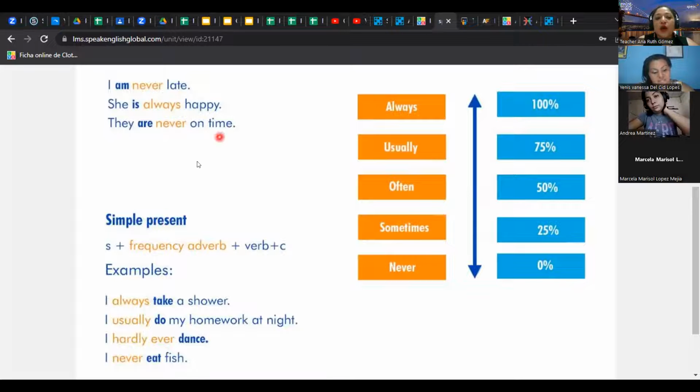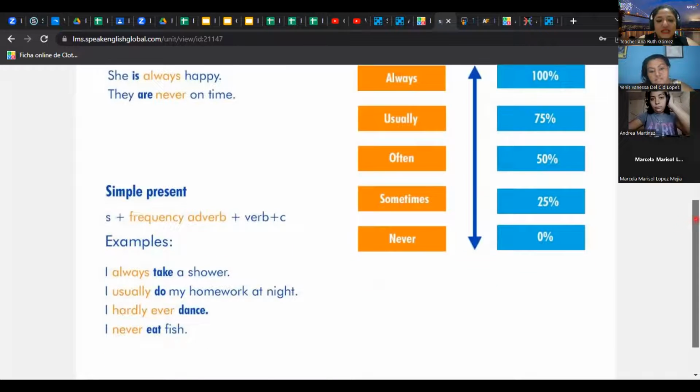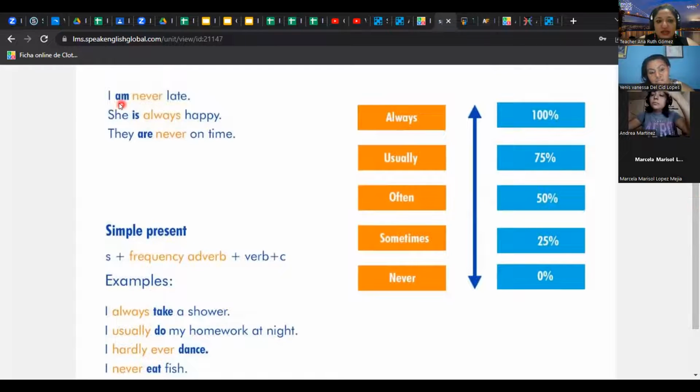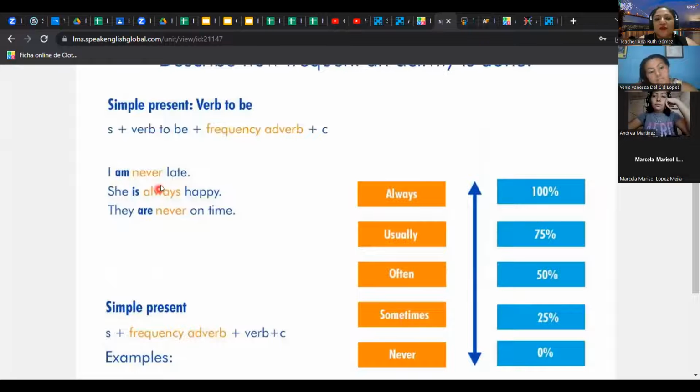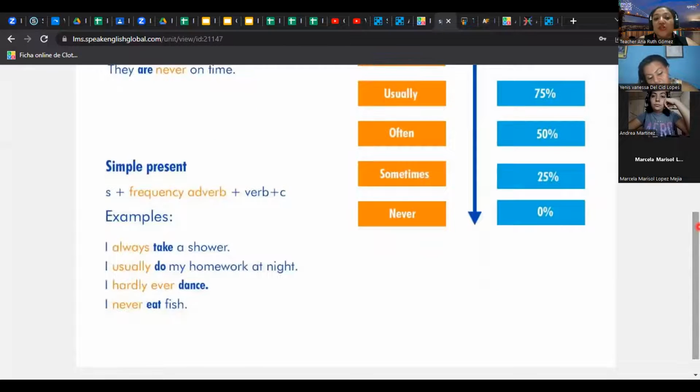Okay? Now, with simple present, I want you to pay attention. Con el verbo to be cambia el orden del adverbio de frecuencia, because you use it after the verb to be. Okay, I am never late, she is always happy, etc. But with simple present, it's different. It is before the verb. Con el presente simple es antes del verbo.